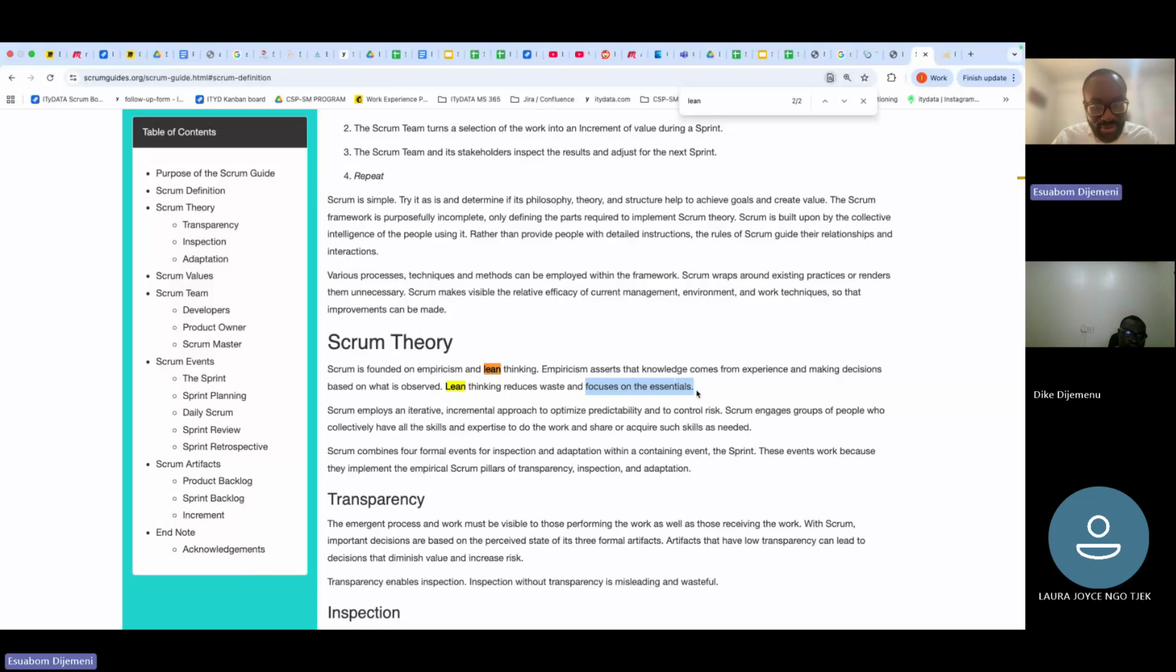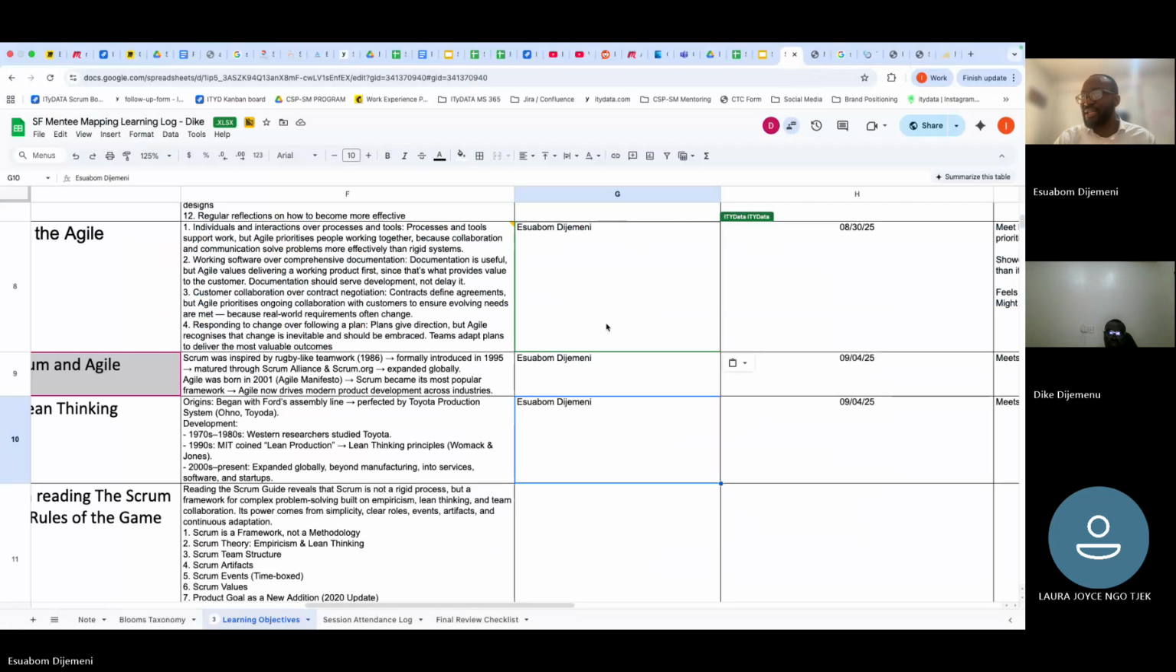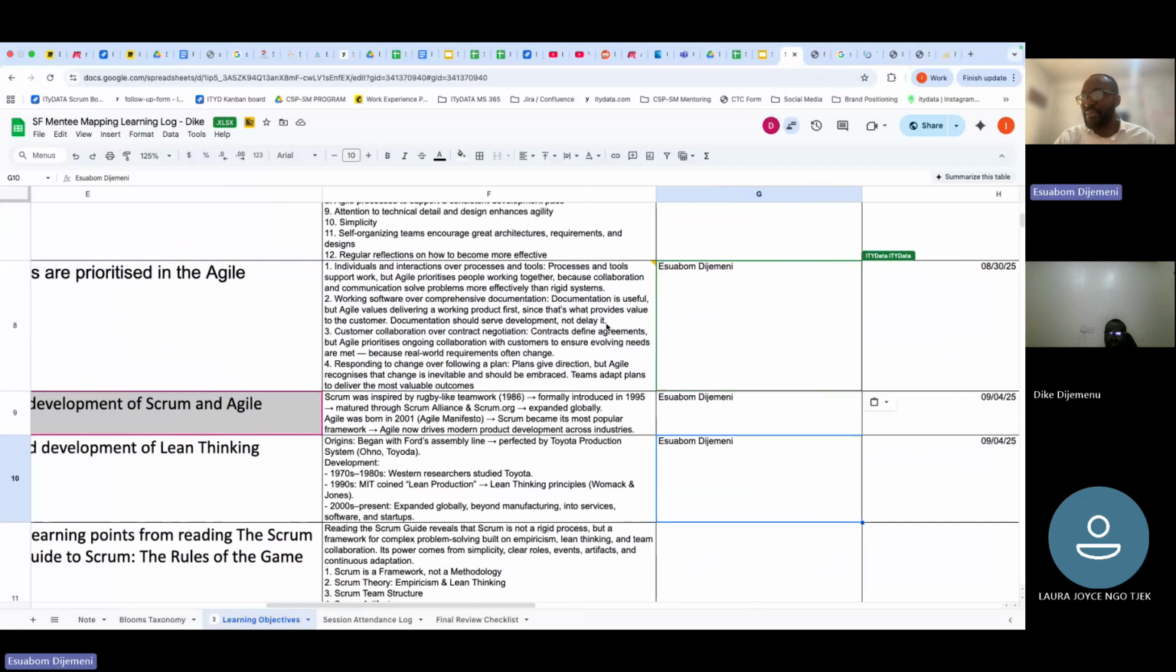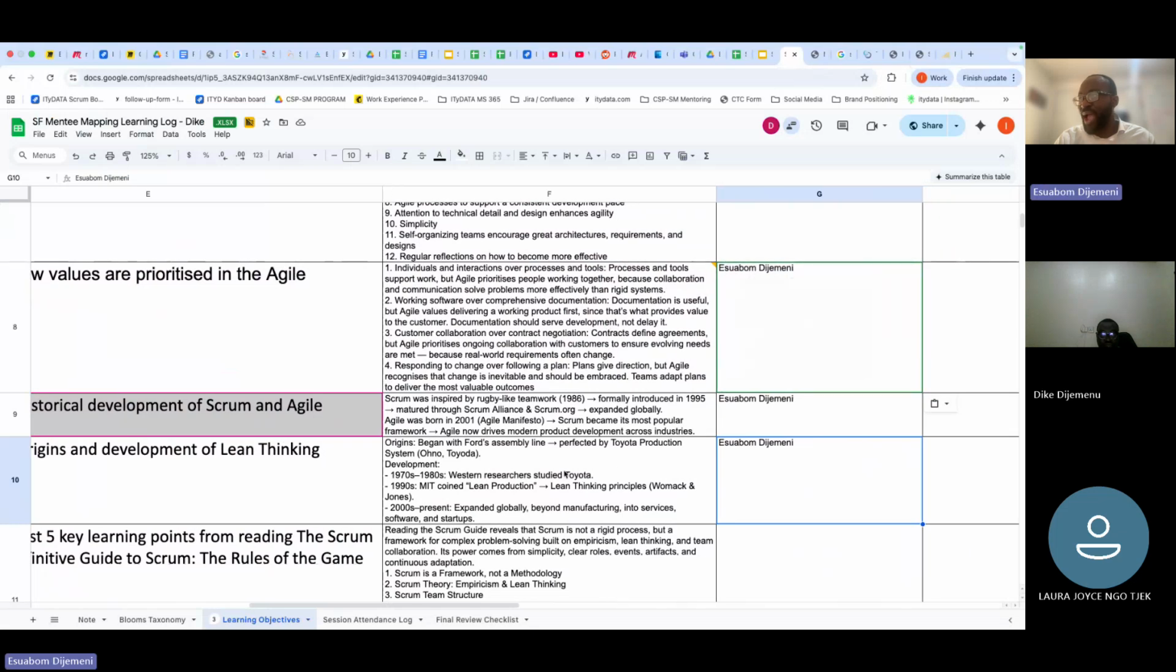I will urge you both to further your understanding of lean thinking. It's a very interesting way of viewing work, and innovation and agility, and it has its own merits. It's just worth pointing that out. Okay, let's continue. Do you have anything to add to your outline? No.